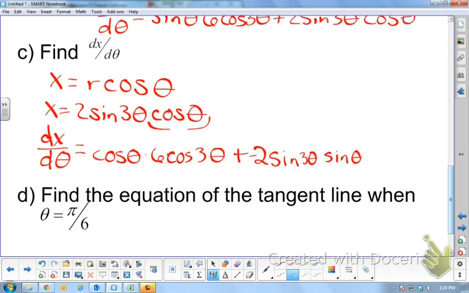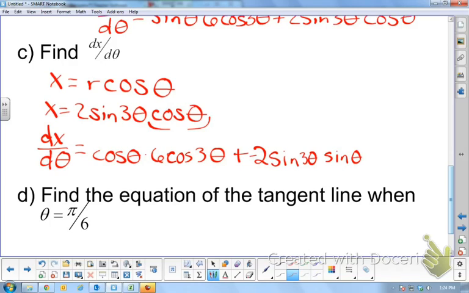So now we know dy d theta, we know dx d theta. I could put this in parametric form. It looks like a coordinate, but it's really a parametric form, where we could find the position vector and the velocity vector. We would just write it in coordinate form.